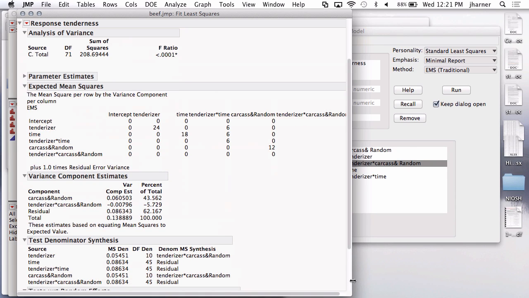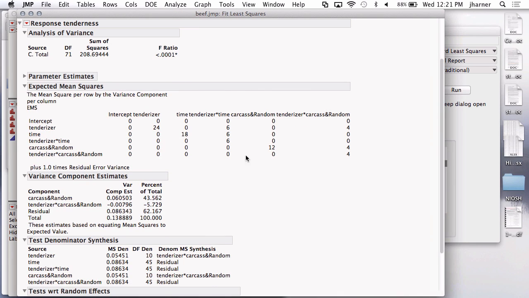Now, what you get are these coefficients that give you the expected mean squares. So those are the coefficients for the different terms. That's a not so nice way of looking. In other words, when I have tenderizer, its coefficient is 24. And I also have a tenderizer by time interaction that has a coefficient of 6, and then a carcass which is random.